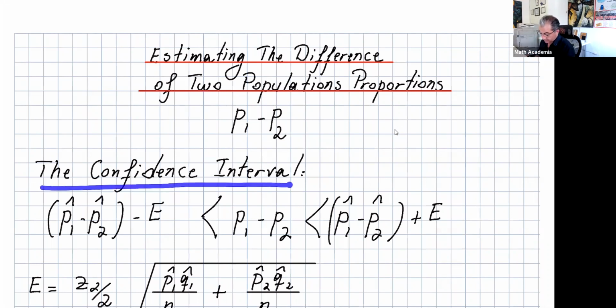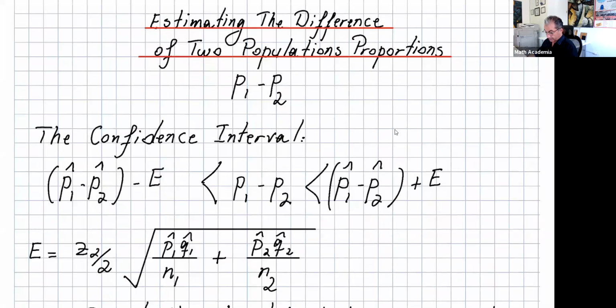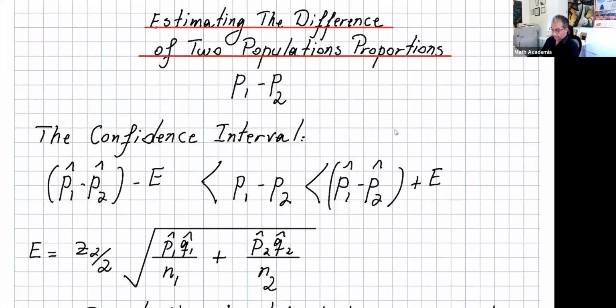Now, the confidence interval is written the same way. If you want to estimate the difference of p1 minus p2, that's a number between p hat 1 minus p hat 2, these are the sample proportions, minus E, which is the margin of error, and p hat 1 minus p hat 2 plus E. Now let's get familiar with the formulas first, then I'll show you how you can use your calculators.